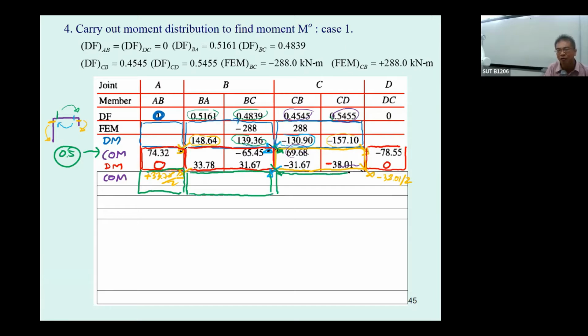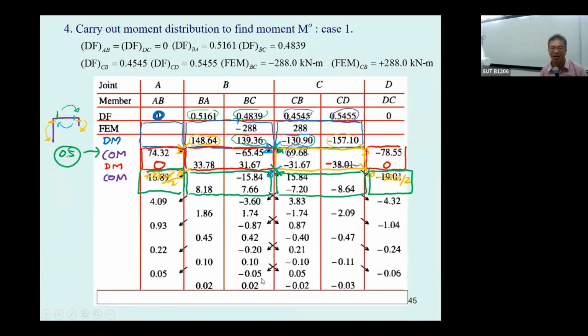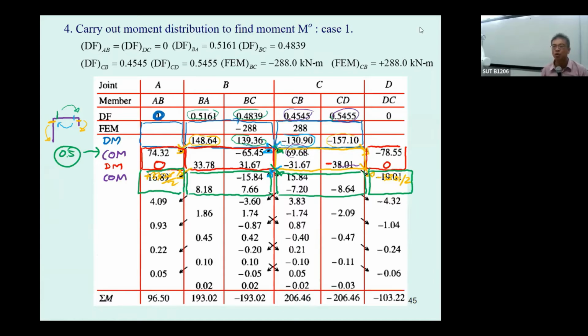Do it carefully. Okay, it's going to produce the skill for you on this kind of calculation. You do it like this, and finally you get the answer of the end moments when you restrain the frame from sidesway. Now you're going to use this one.